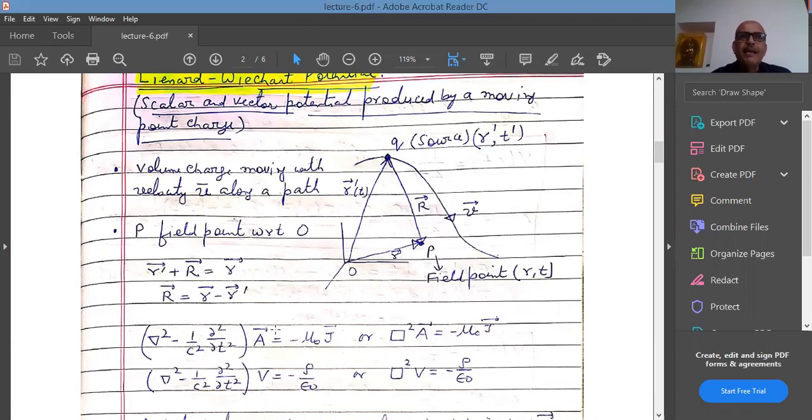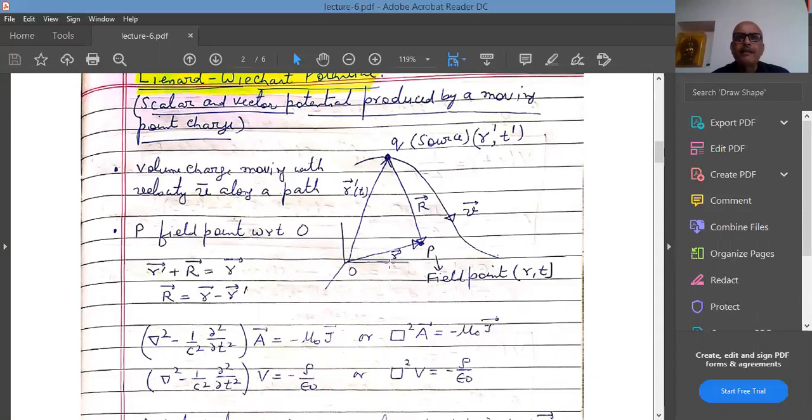So we have a volume charge. Here Q represents a volume charge, made up of several charges together. This volume charge is moving with a velocity v along an arbitrary path, shown like this. The source here is Q, and the field point, the point of observation, is P.